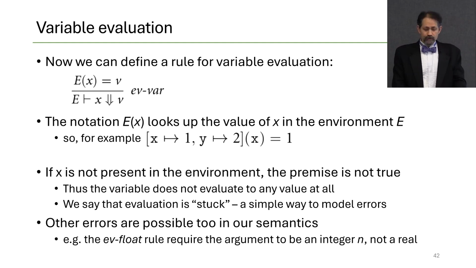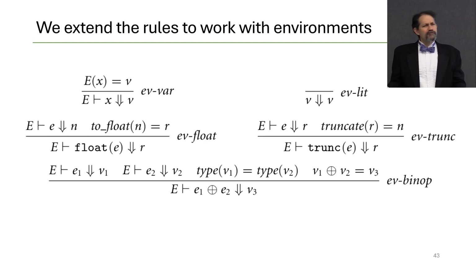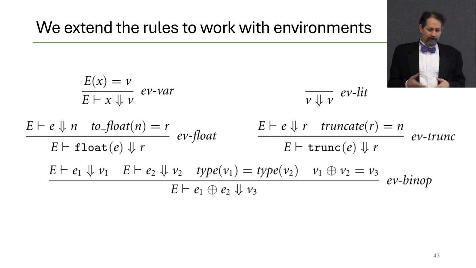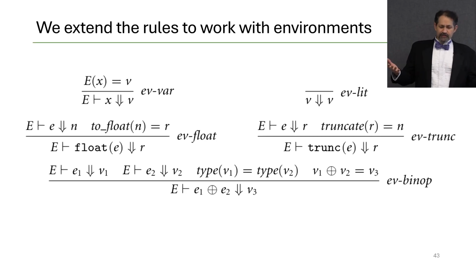We can take all of our rules to work with environments, because they're going to have to all be consistent. A judgment form always has to be used consistently in all the rules. And so if we add E to some of our judgments, like the one to evaluate variables, we have to add it to all of them. And I can see there's a typo here. Apologize for that. We need an E in the ev-let rule as well.